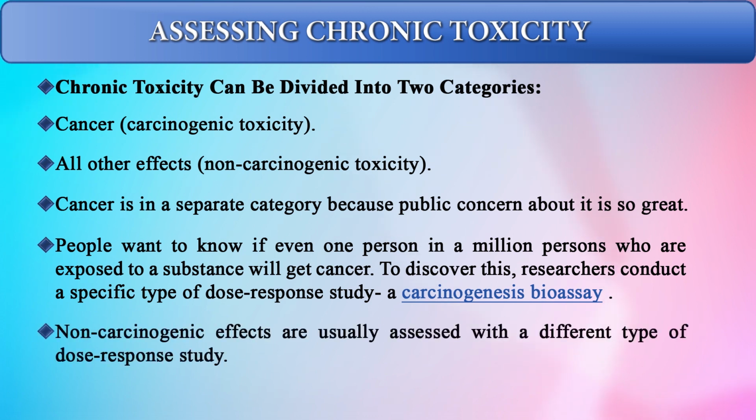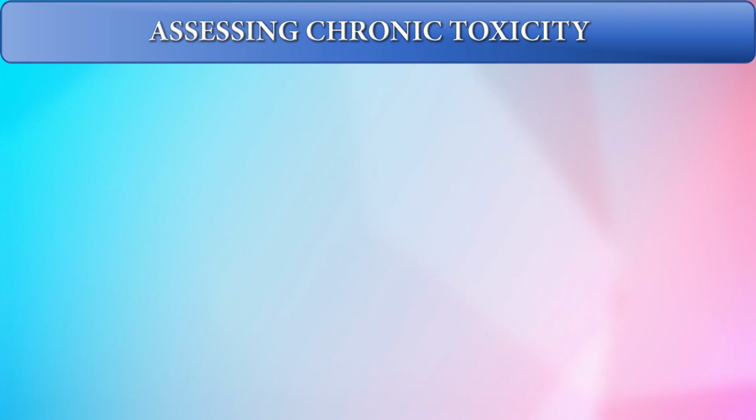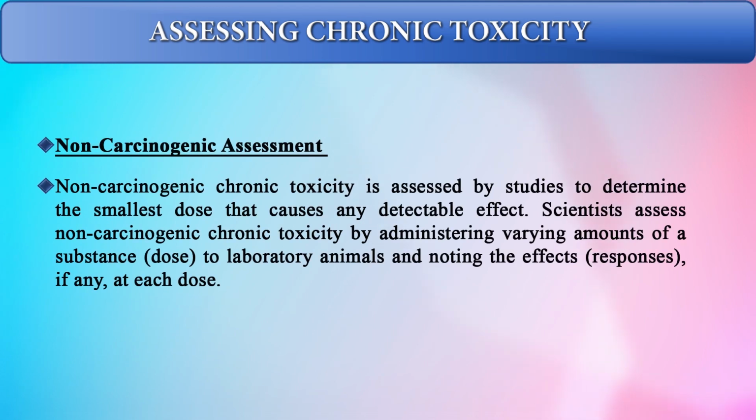The non-carcinogenic effects are usually assessed with a different type of dose-response study. The non-carcinogenic assessment is done by studies to determine the smallest dose that causes any detectable effect. Scientists assess non-carcinogenic chronic toxicity by administering various amounts of a substance to laboratory animals and noting the effect, if any, of each dose. In the carcinogenic bioassay, scientists assess carcinogenic toxicity very differently than they assess non-carcinogenic toxicity.